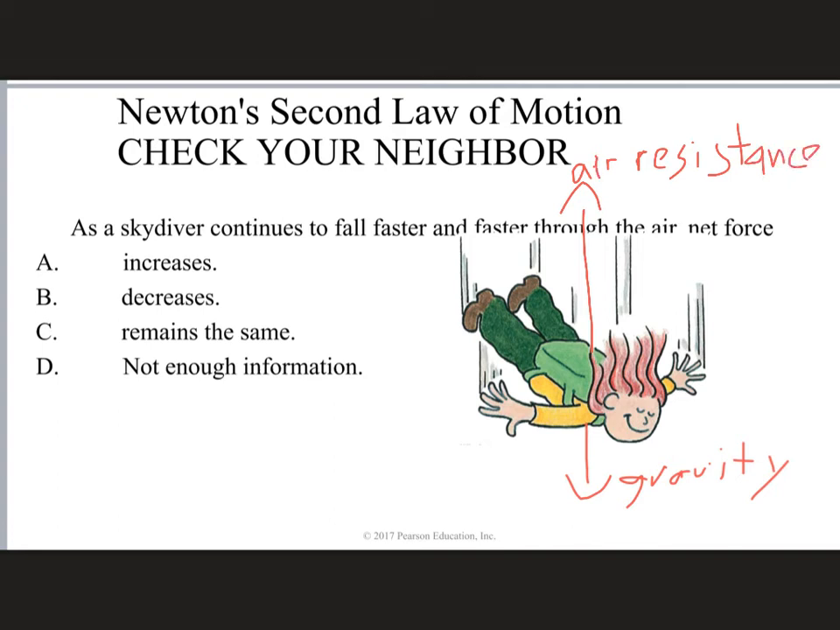which is in the opposite direction. And that air resistance is going to get bigger and bigger and bigger. So what's the net force? As the air resistance gets bigger and bigger, the net force is going to get smaller and smaller. You start out with just gravity. Then you get a little bit of air resistance, which makes the net force smaller. Then you get more air resistance as you go faster, and that makes it smaller and smaller until eventually the forces cancel out completely. And so the answer to this question is the net force decreases.